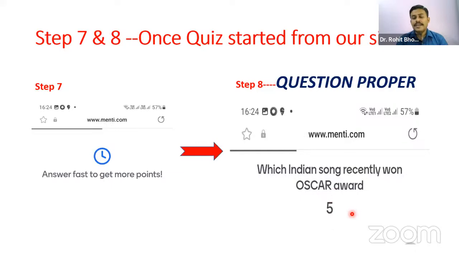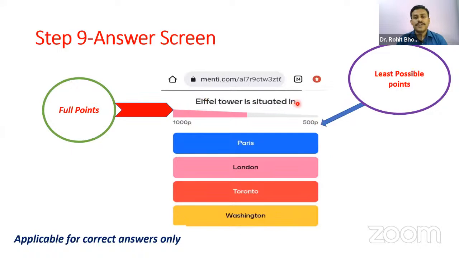Suppose another question: Eiffel Tower is situated in... 4 options will be there. You have to click on your mobile phone screen. It is fastest finger first. For the right answer, the full marks is 1000 points, and the faster you answer, the more points you will get. The least possible number you will get is 500. This is within a particular amount of time for each question, usually 15 to 20 seconds. For the correct answer, the number will be divided from 1000 to 500, depending upon how fast you are clicking the answer.